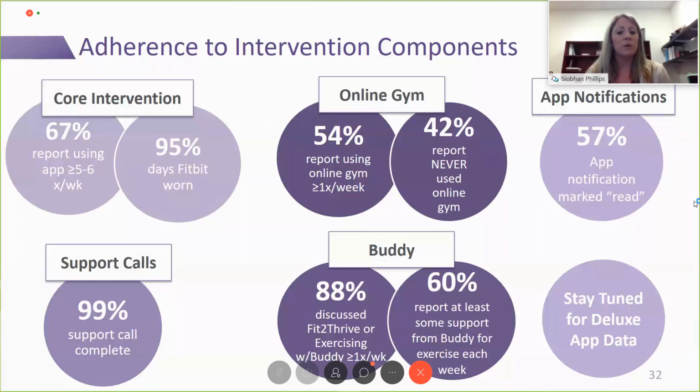When you look at the online gym, this is where we see some variability. Only 54% report using it more than 1 time a week, and 42% report that they never use the online gym. And this was a relatively low touch component. We gave them the information, the schedules, the resources, but we didn't really push them to use it. It was kind of like they could use it if they wanted to. And then we had 57% of our app notifications marked as read, but this means that they actually clicked on it. We assume that more people saw them than just that.